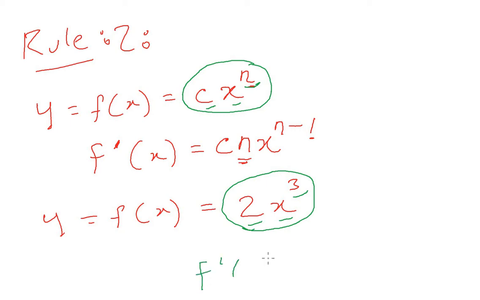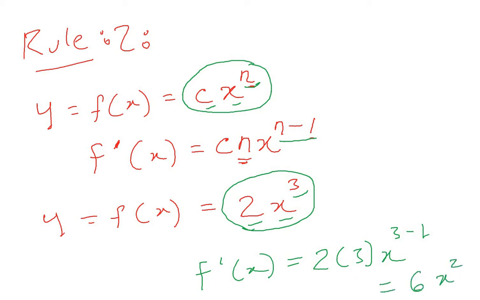So what is rule 2 telling us? Rule 2 tells us to bring the power in front, multiply it with c, and then subtract 1 from the power. That's it. Right now you just simplify this expression and you will be able to find the derivative. So this is going to be 6x squared. So that's pretty simple.